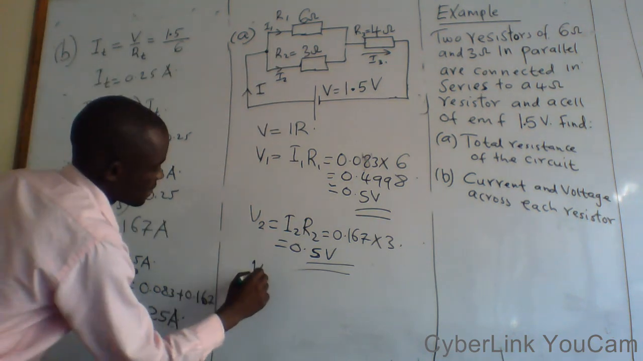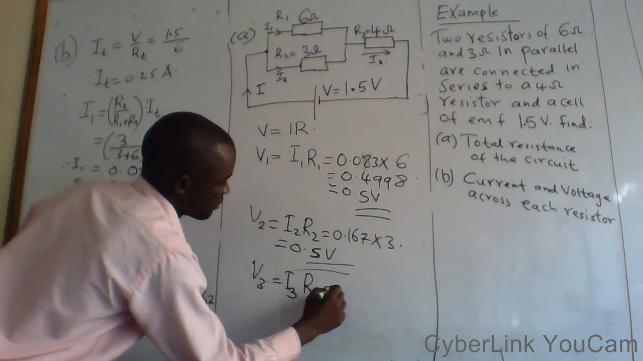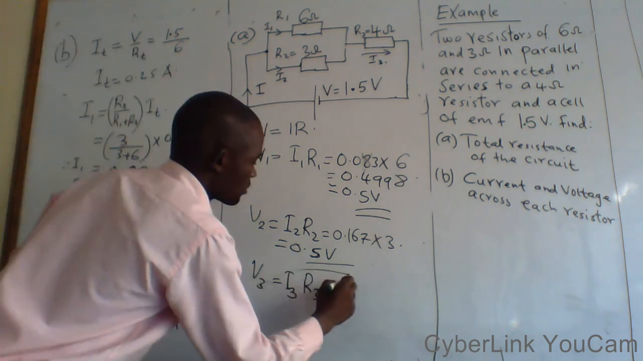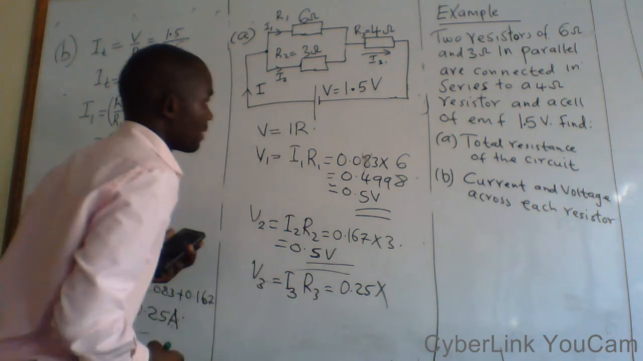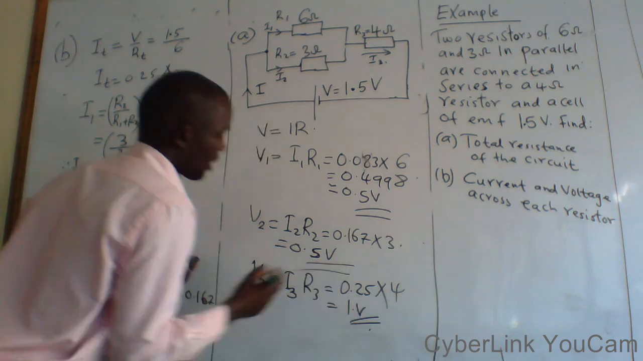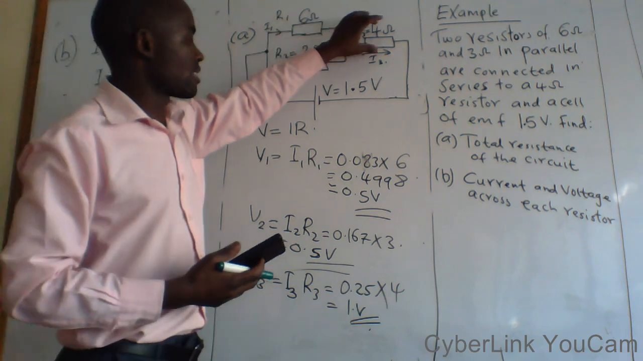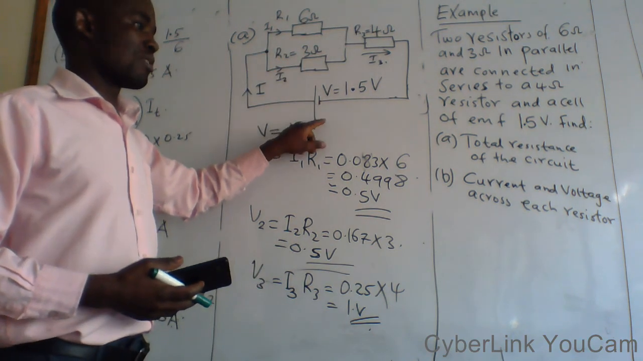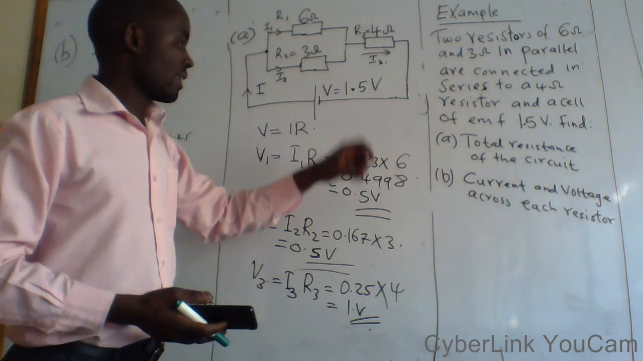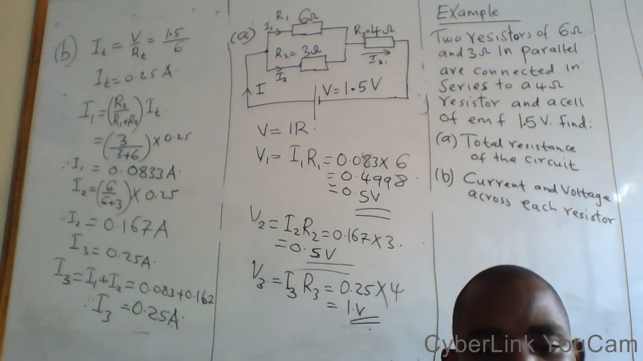If you want to get V3, you take I3 multiplied by R3, which will be equal to, remember, our I3 is 0.25 multiplied by the resistance, which is 4. That gives you 1 volt. And if you check clearly, the voltage dropped by this plus the voltage dropped by this will be the same as the voltage from the source. Remember, this combination drops 0.5, this one drops 1, and the total sums up to 1.5.